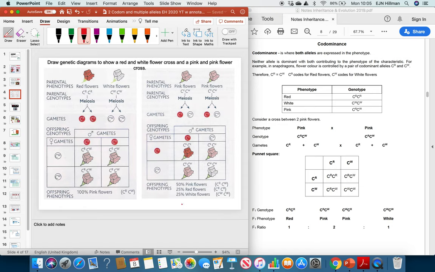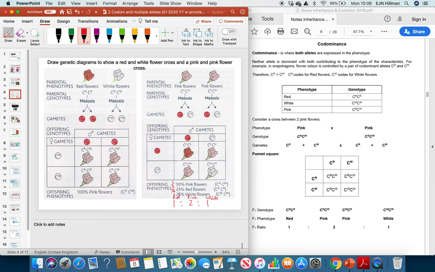Or probably a safer way to represent that is as a percentage or as a fraction. So 50% or half pink flowers, 1/4 or 25% red, and 1/4 or 25% white. Okay, sometimes it might ask for the ratio, and you could say it is a 1:2:1 red, pink, white.